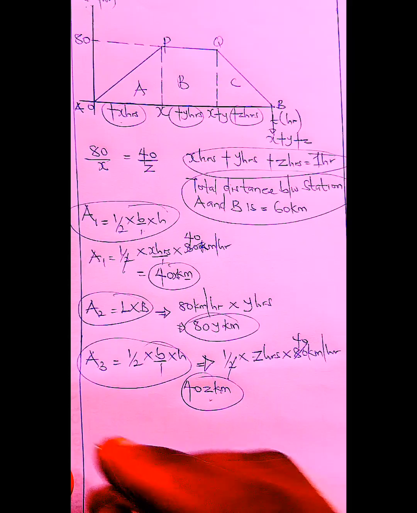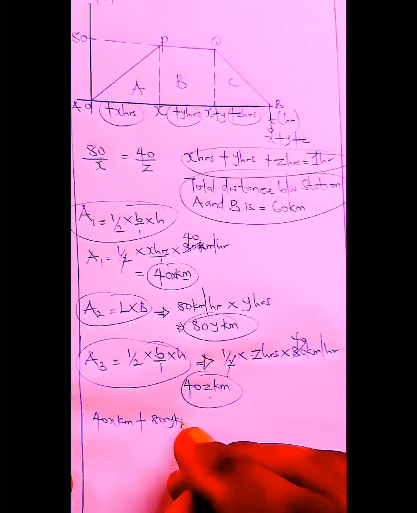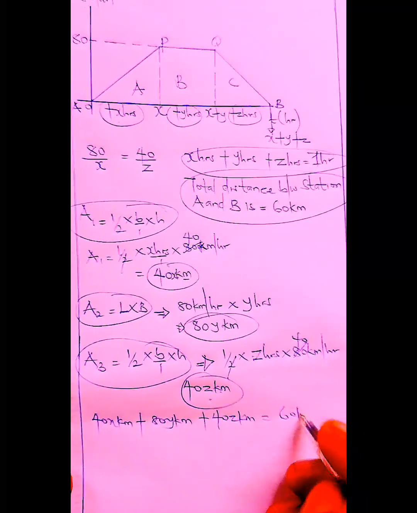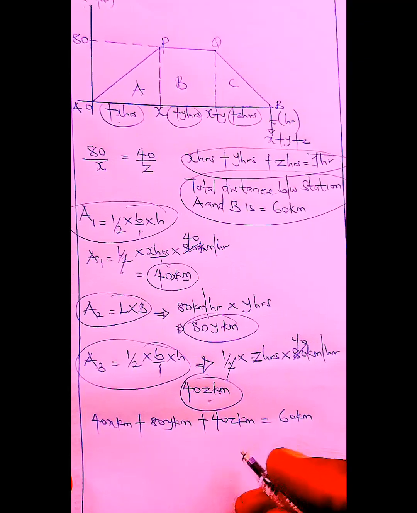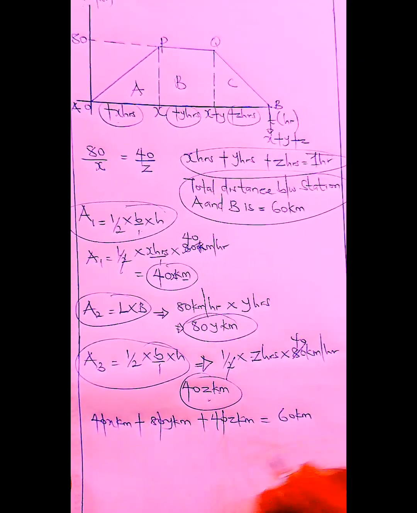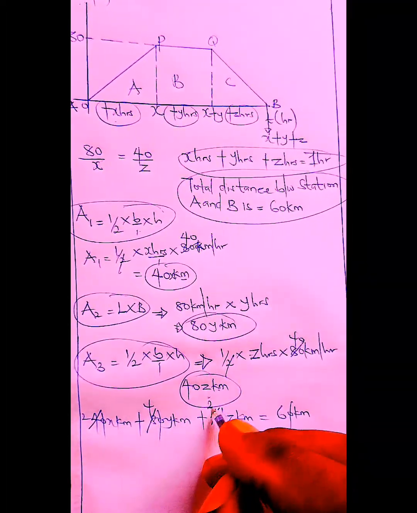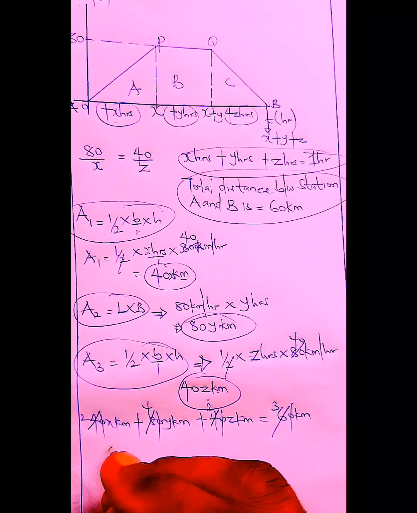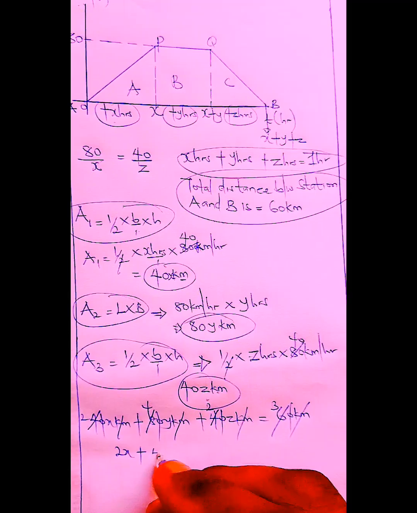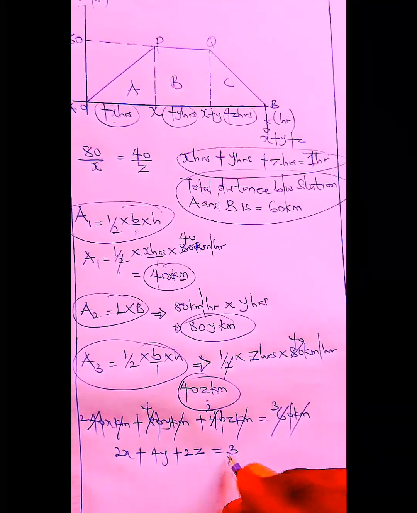That's 40x kilometer plus 80y kilometer plus 40z kilometer equals 60 kilometers. Right here, we can forget about all the kilometers, they take each other out. So you can take out the zeros. 2 into 2, 2 into 4, 2 into 2, 2 into 3. So what do I have left? We have 2x plus 4y plus 2z equals 3.